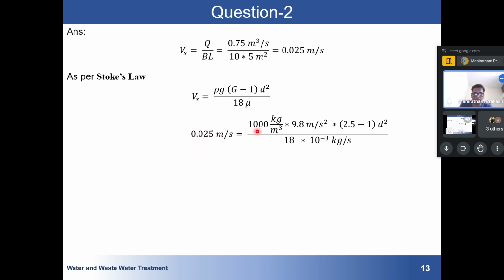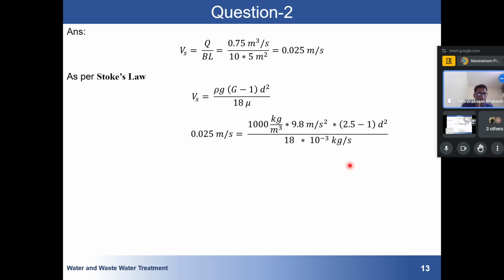0.05 meter square, density will be 1000 kg per meter cube, 9.8 meter per second square, (2.5 minus 1) d square, 18 into 10 to the power minus 3 kg per meter second. So this kg will cancel out. This second and this second square will get cancelled out, and what will be remaining is meter and meter, one meter will go, so meter square. So from this calculation you will be getting your d in meter.